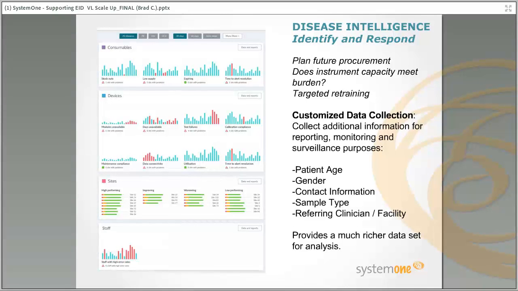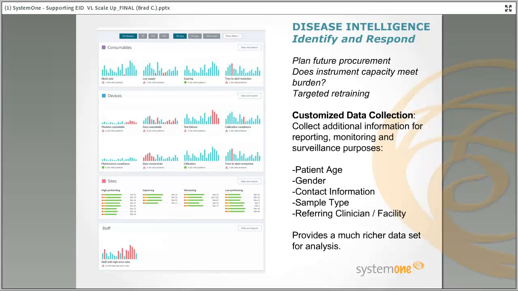And also looking at your customized data collection. Historically, diagnostic instruments provide the operator very little ability to provide additional information. So typically you've got your sample ID, your patient ID, and then a generic notes field for some more information. And there's been an increasing need from the diagnostics community at large, requiring more information to provide a much richer data set.